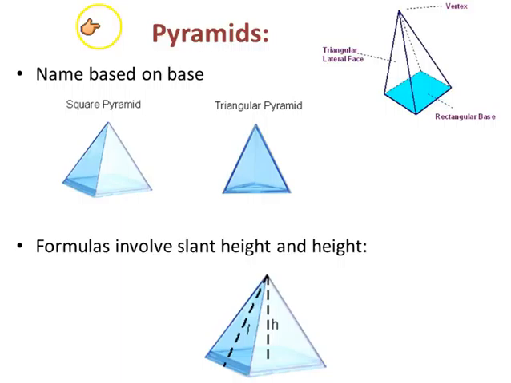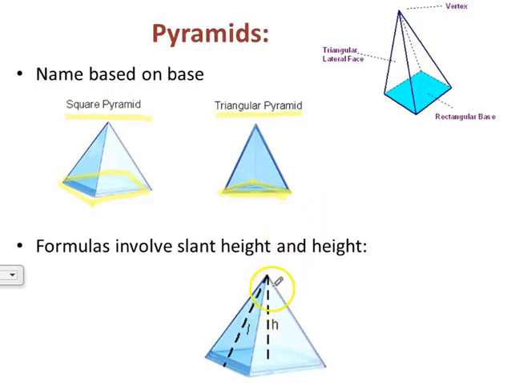So just like prisms are named based on their bases, the same is true for pyramids. Pyramids are named based on the shape of their base. If the base is a square, we would call it a square pyramid. Square base, we get that name of a square pyramid. We can have a triangular base, which would make it a triangular pyramid.